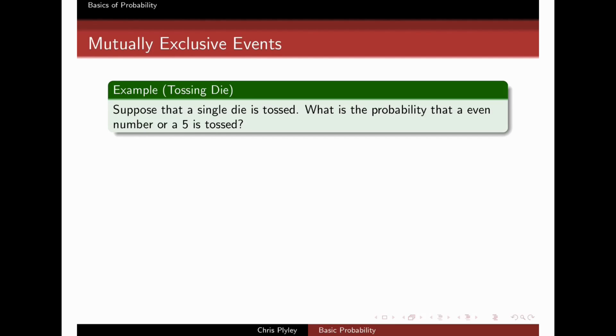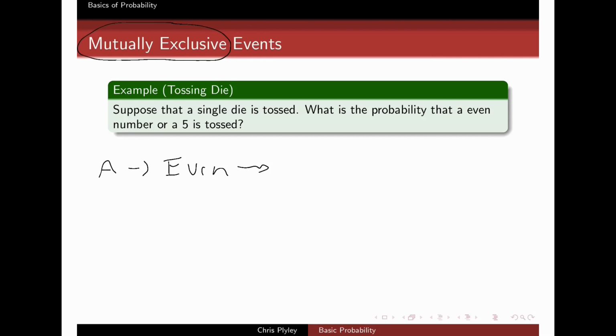Okay, so welcome back, and let's move on. I want to talk about what it means for two events to be mutually exclusive. So let's do one more quick example. Let's suppose that I do an easy experiment where I toss one die, a six-sided die, a single time, and I let A be the event that the number that comes up is even.